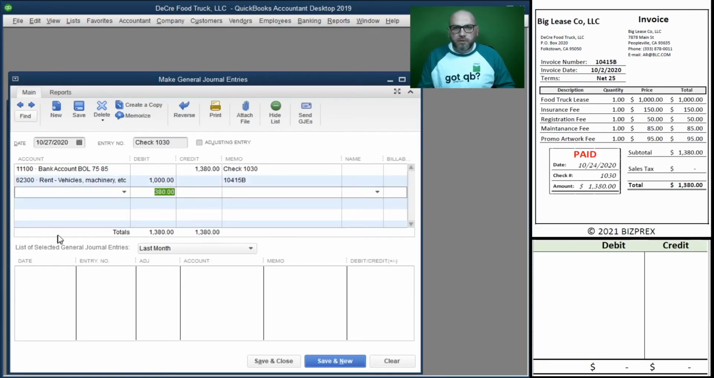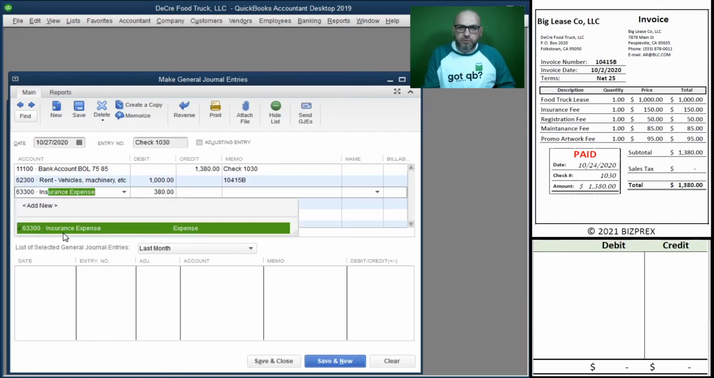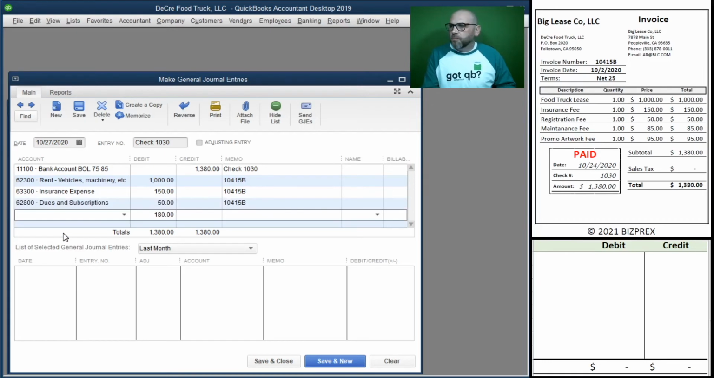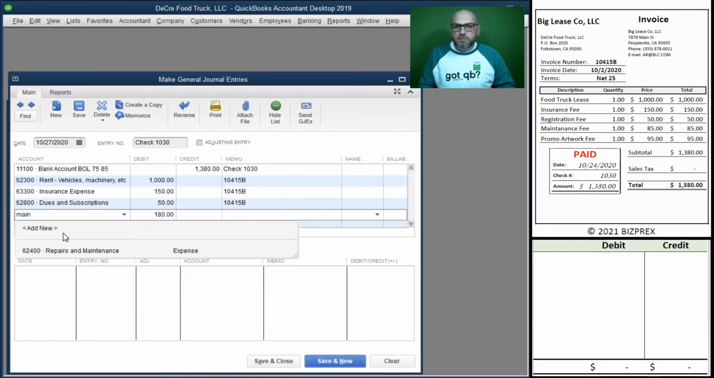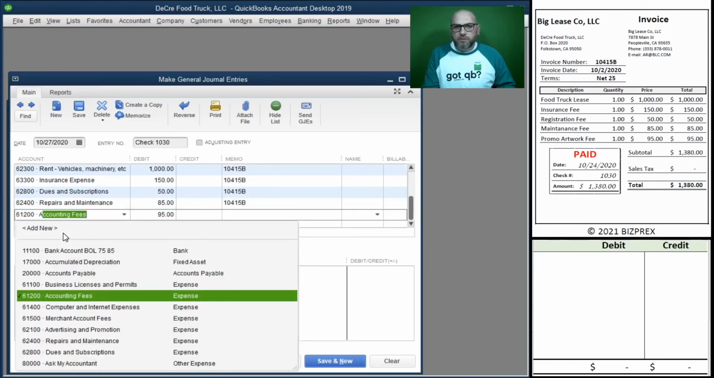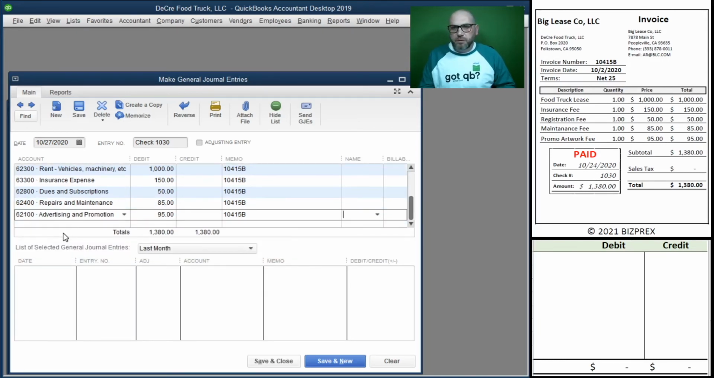All right. What else we have? We have insurance. We have dues and subscriptions. We have maintenance. And we have advertising and promotion. So here it is, right? Debits and credits are in balance.